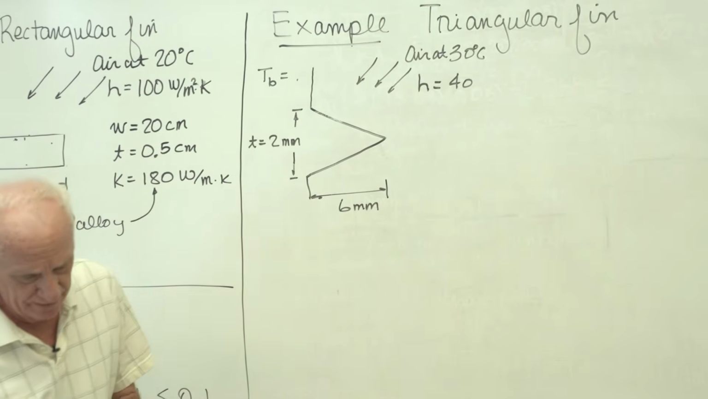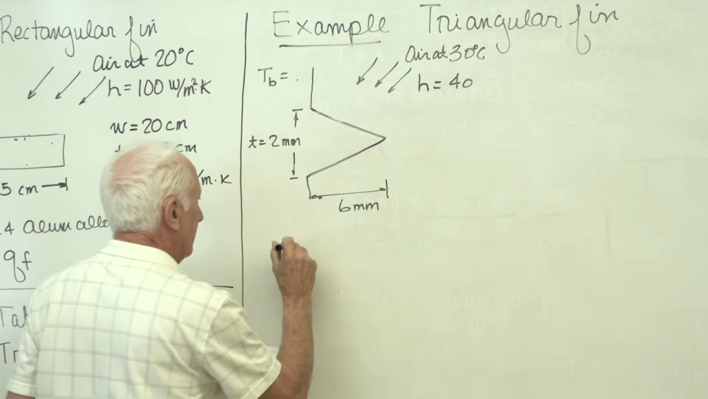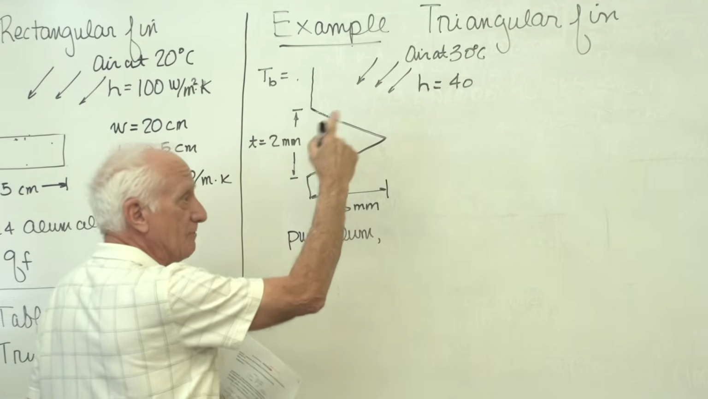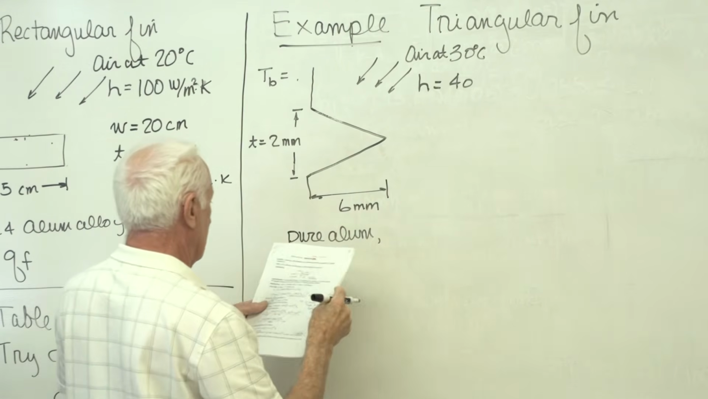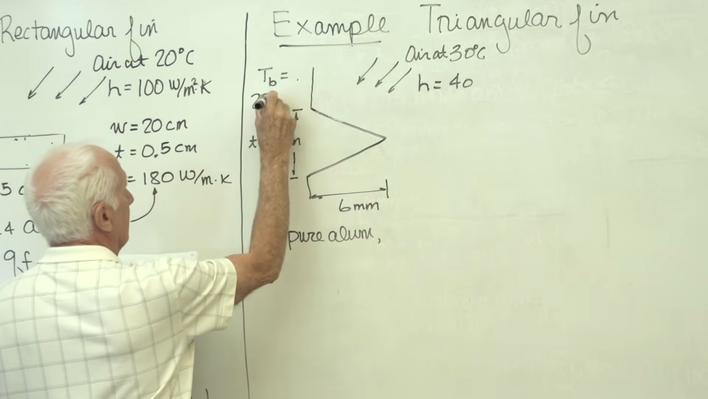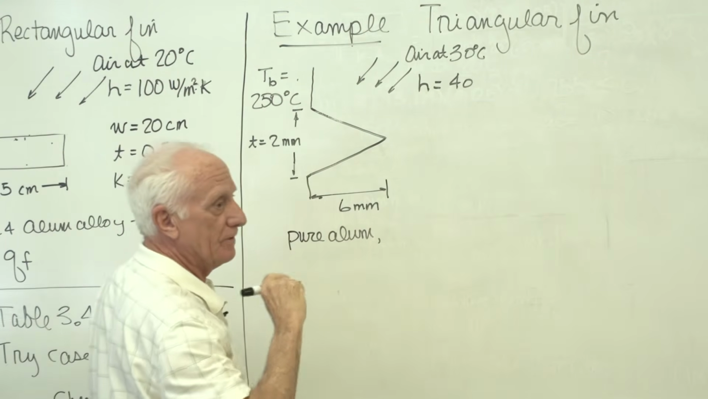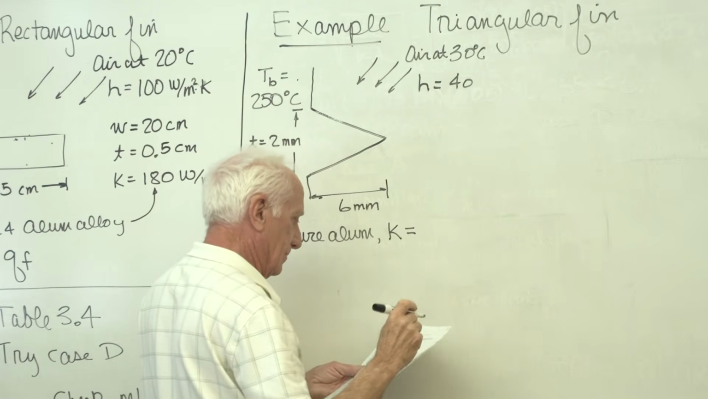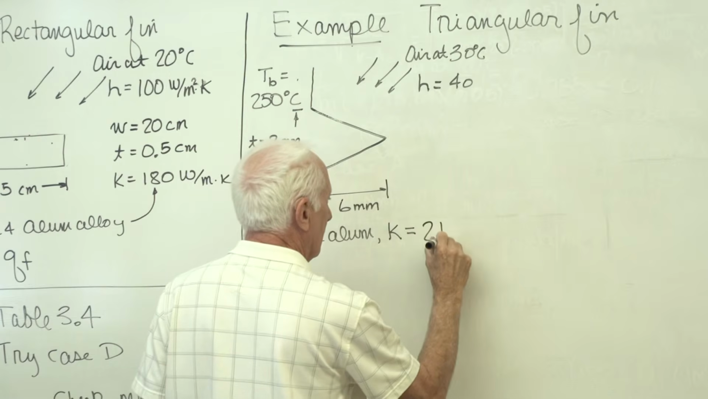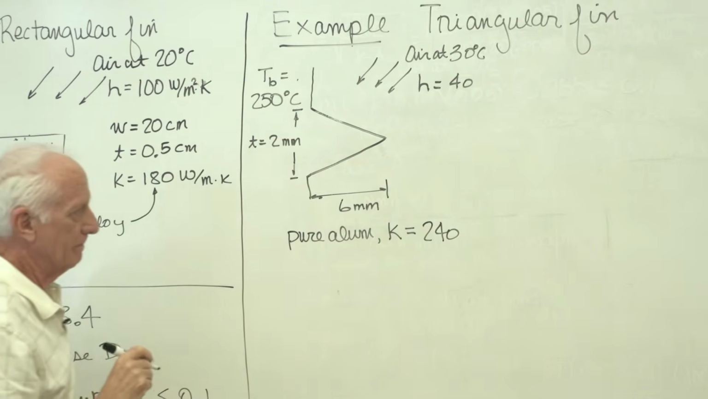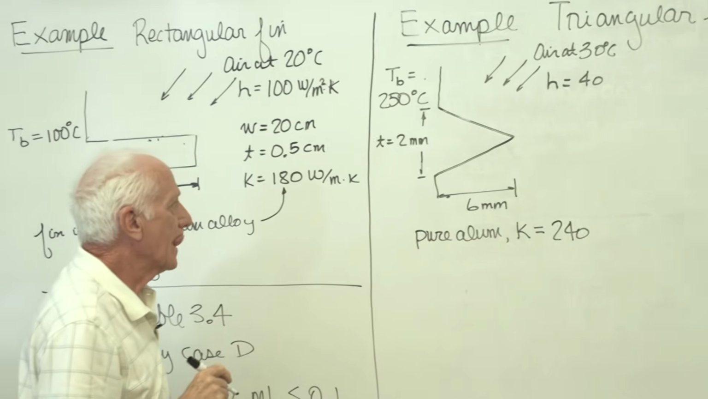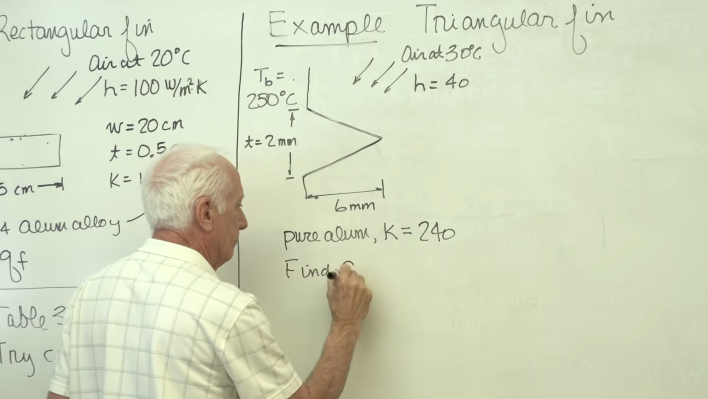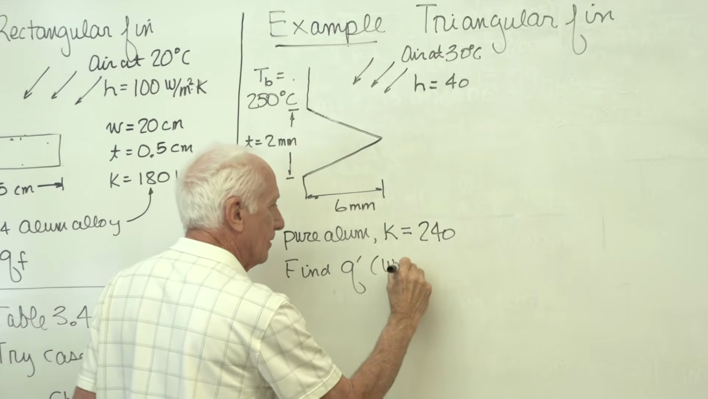Okay, let's see. The fin is made out of pure aluminum. Go to the back of the book, under the average temperature. Oh, by the way, T base was 250 degrees C. 250 plus 30 divided by 2. Find K in the appendix. K for pure aluminum at that temperature, 240 watts per meter degree K. Okay, find Q prime. That's going to be watts per meter.